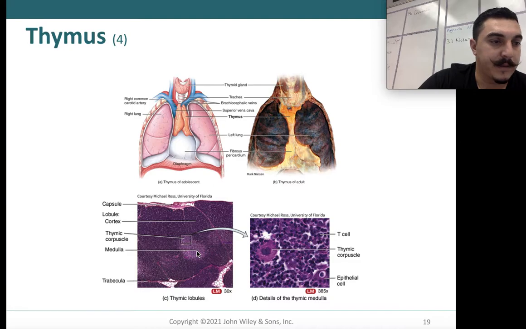Okay. So the outer cortex has T cells, dendritic cells, epithelial cells, all around this cortex over here. Then in the medulla, we have mature T cells, epithelial cells as well, dendritic cells, macrophages, and those thymic corpuscles, which are these little fellows right here. You can see here on the right. Okay.